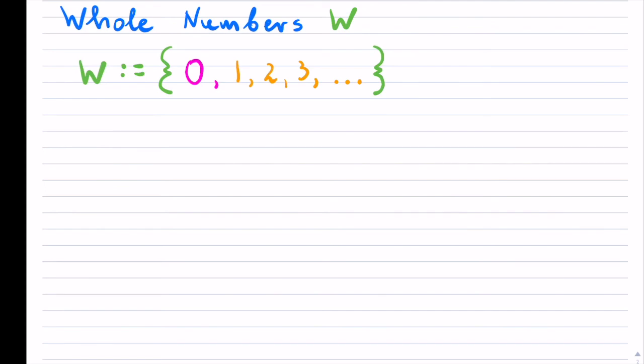Again, no negatives, no fractions, no decimals, in fact. So in this case, whole numbers is just a 0 and all your counting numbers.